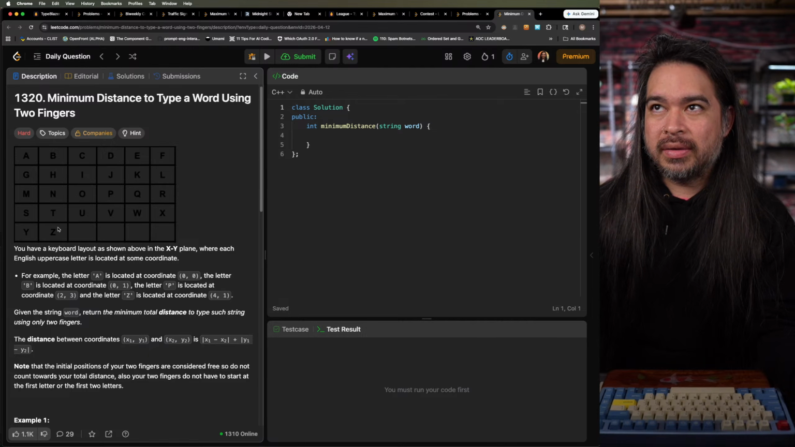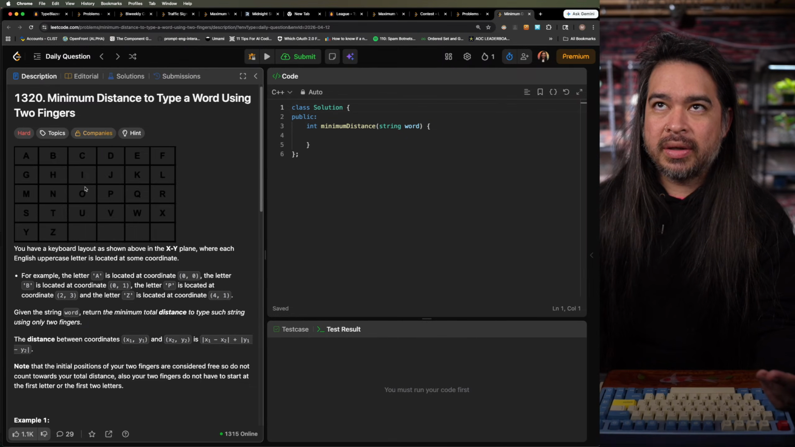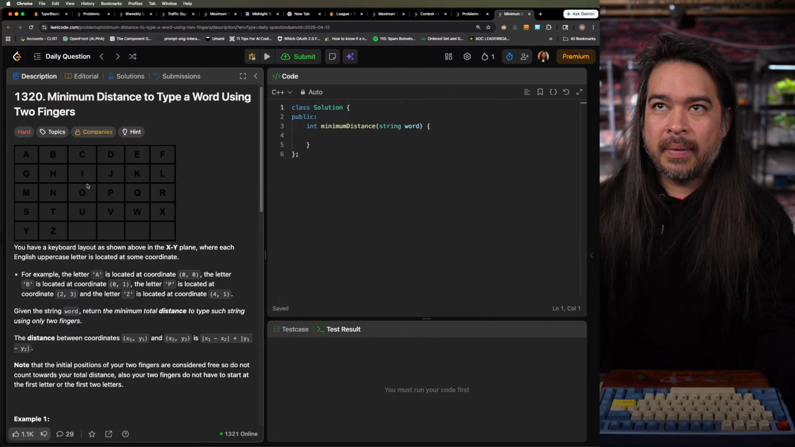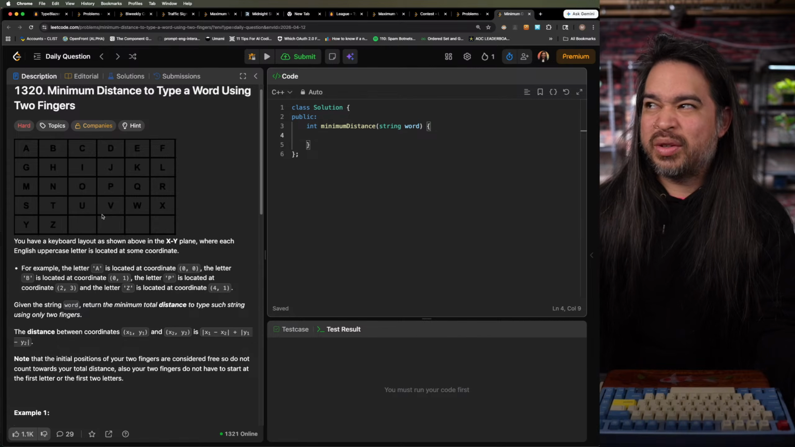And then at each index it's take it or leave it. It's either you move your left finger there or your right finger there. And then you just take the minimum at the end. That's what I'm thinking. And you cache it. But do I want to implement that?